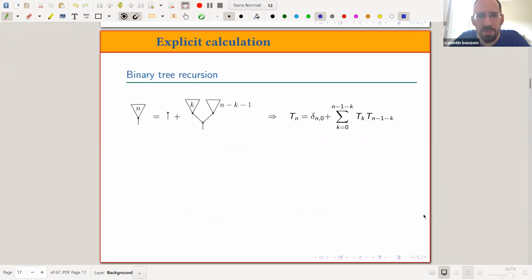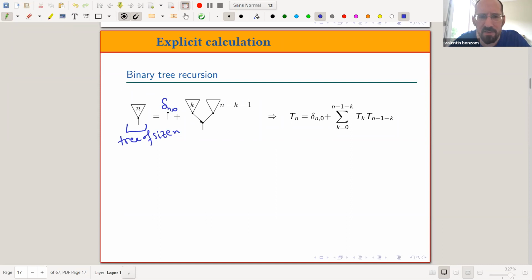Now we have tools to calculate things. And in fact, it will not be very difficult, I expect. Binary trees satisfy a recursion. So if you have a tree of size n, it can be either, remember every node can have 0 or 2 children. So if the root has no children, you get this. Obviously, n has to be 0 because this is just the root with no children.